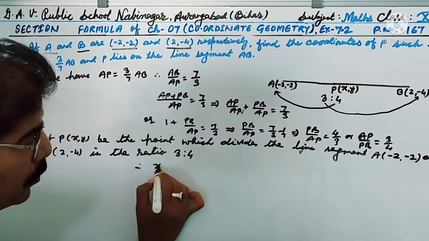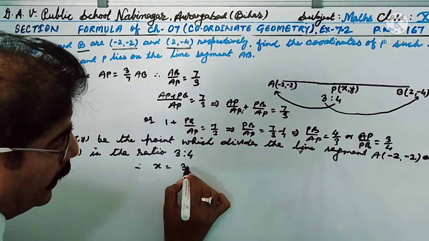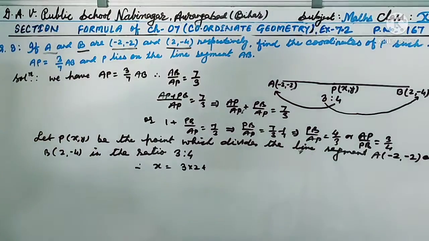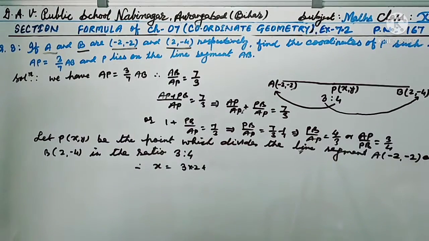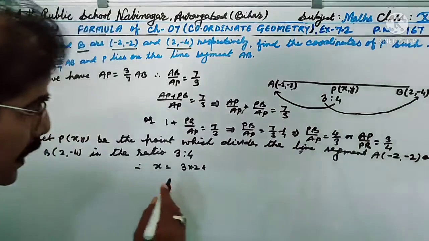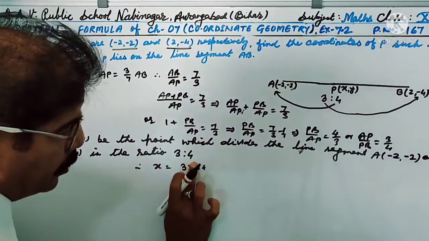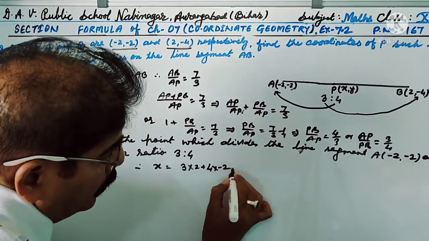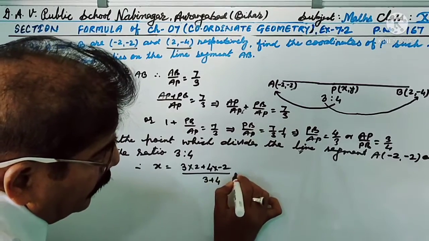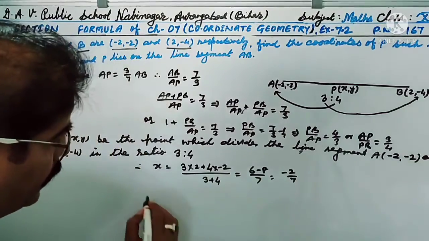Therefore x = (mx2 + nx1)/(m + n) = (3 into 2 + 4 into -2)/(3 + 4), that is (6 - 8)/7, that is -2/7.